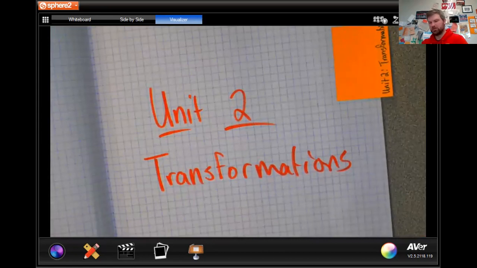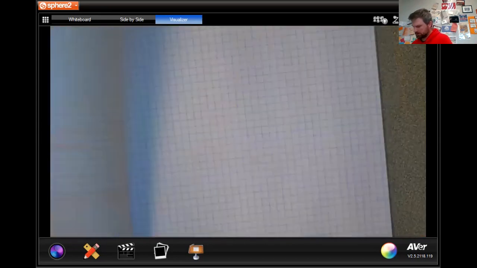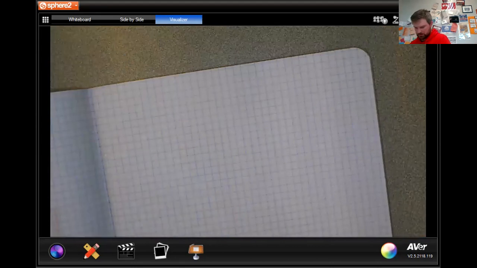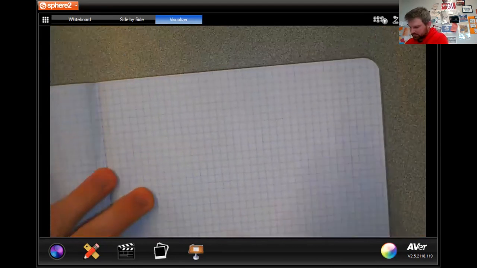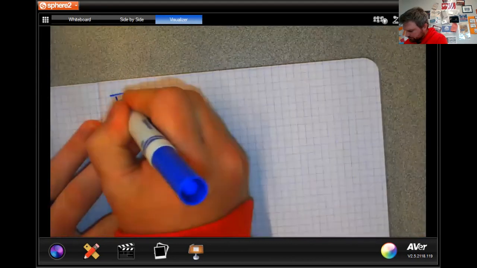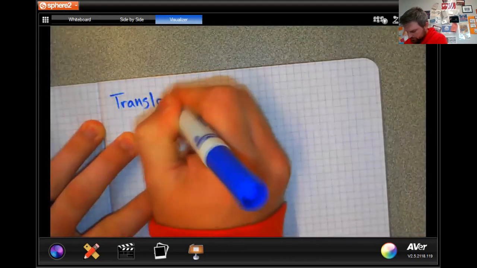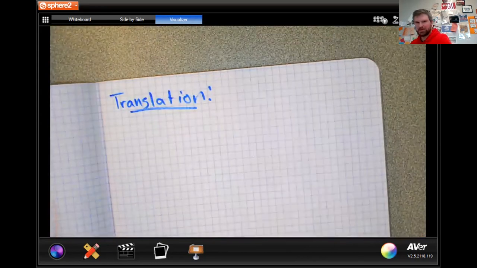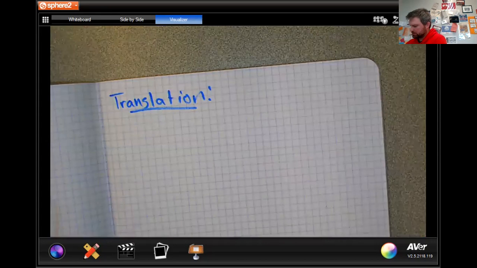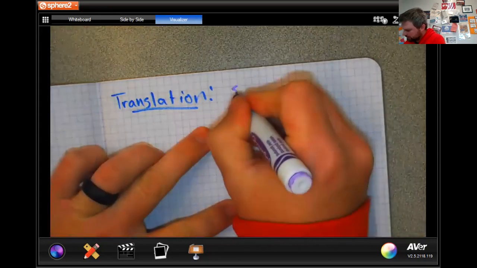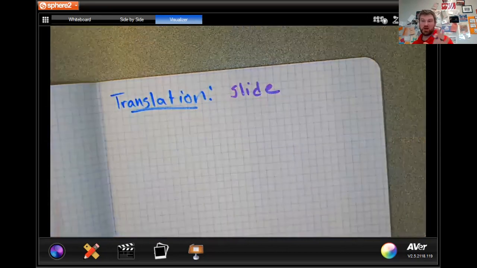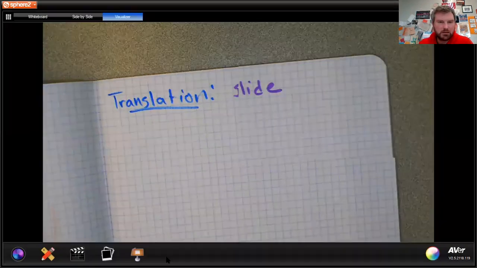Okay, so let's get started on page 19. The first one that we are going to talk about is a translation. A translation is just a slide. Okay, it's a slide up, down, left, right. You can slide it diagonal, anything.